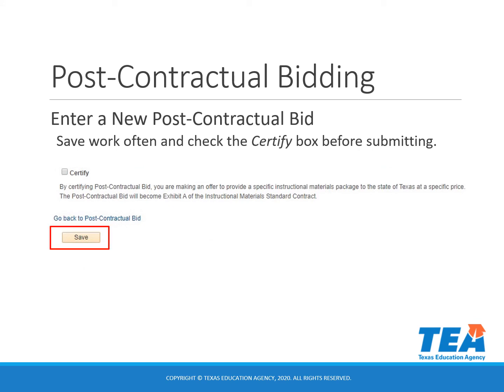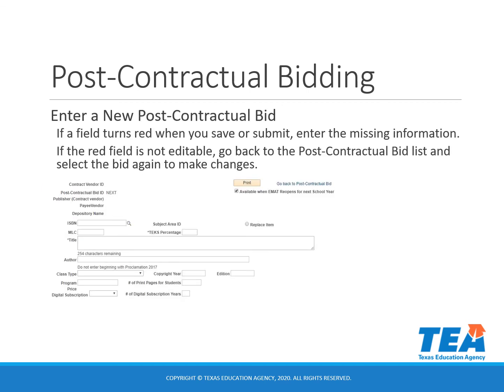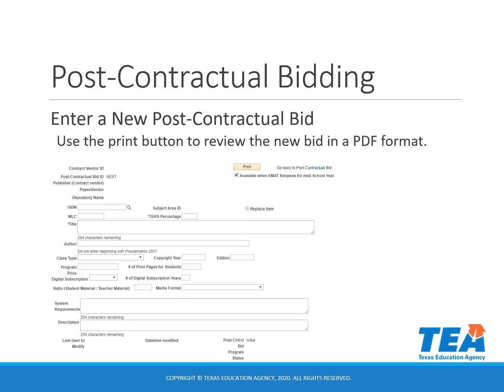You will want to save your work often and check the Certify box before submitting. If a field turns red when you save or submit, enter the missing information. If the red field is not editable, go back to the post-contractual bid list and select the bid again to make the changes. You will use the print button to review the bid information in the PDF format.